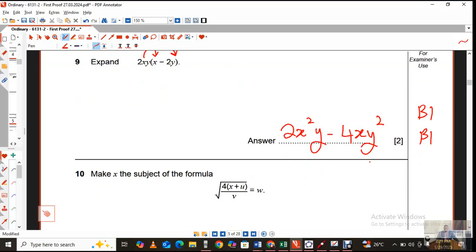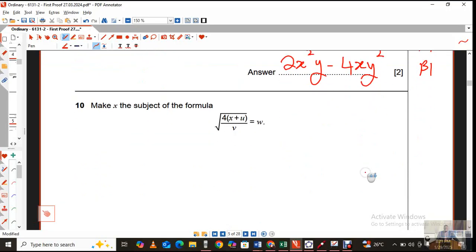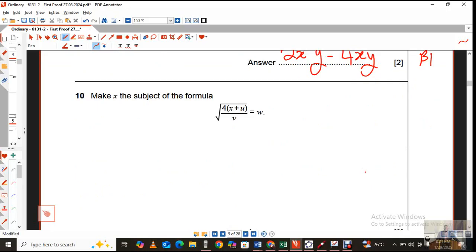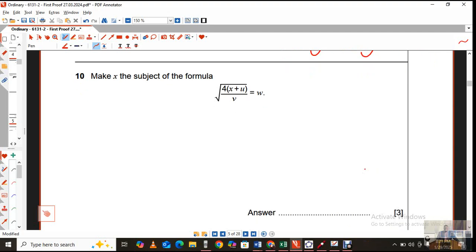Then that brings us to question 10. Of course, there is some square root involved with this one, and it's very interesting because you are now supposed to make x the subject of the formula. Okay, so many ways that you can do this. First, you can get rid of the square root, and in order to get rid of the square root, you will have to take the opposite of that, which is squaring both sides. So we are now going to be left with 4 in bracket, x plus u all over v, because the root and the square have cancelled each other, and that equals w squared.